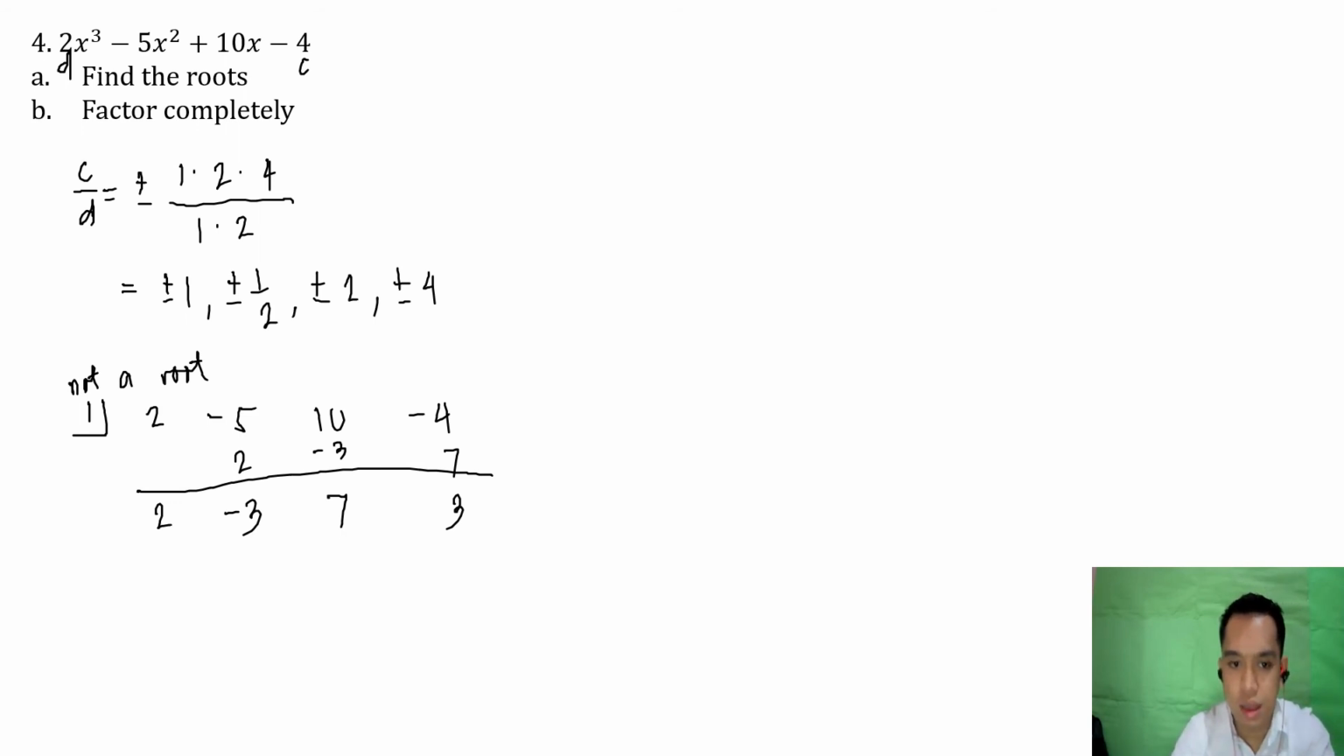Okay, next. Subukan naman natin yung 1/2. Okay, try natin ang 1/2. So, 1/2, 2, negative 5, positive 10, and negative 4. Okay, hindi natin to itutuloy itong sa pinakauna kasi ang kanyang remainder ay hindi 0. So, wag na natin yang ituloy. So, balik tayo ulit dito sa pinakauna. Gamitin naman natin ang 1/2.